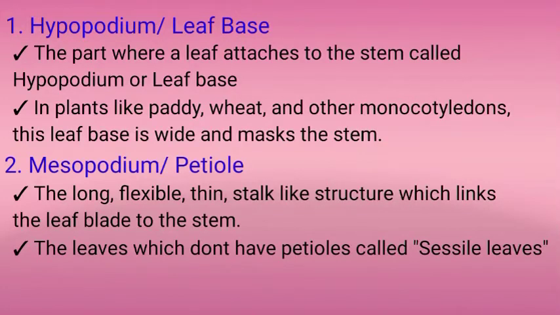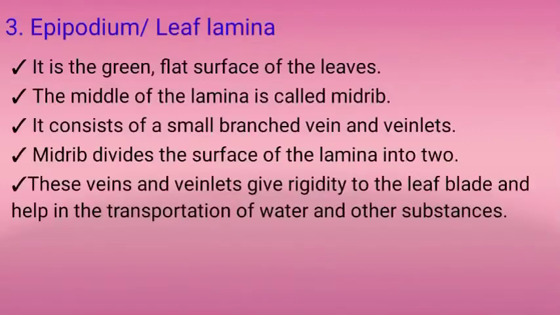The second one, mesopodium or petiole. The long, flexible, thin, stalk-like structure which links the leaf blade to the stem is called mesopodium or petiole. The leaves which don't have petioles are called sessile leaves. The third one, epipodium or leaf lamina. It is the green, flat surface of the leaves.